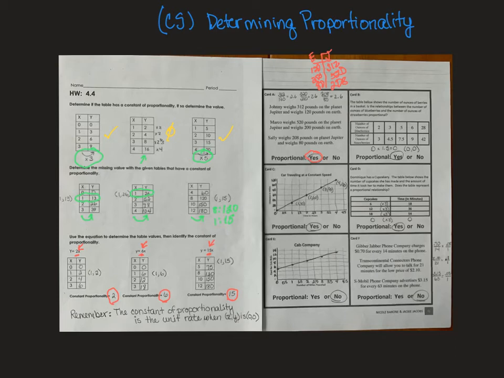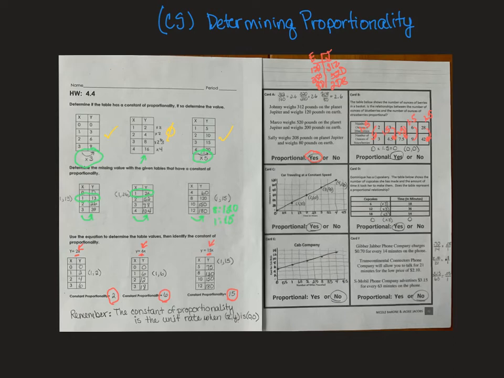Okay, let's go to card B. I'm also looking for, what am I multiplying by? I'm multiplying this by 1.5. I'm multiplying this by 1.5. I'm multiplying this by 1.5. And 1.5 and 1.5. So it is proportional. And I can't see the 0, 0 if it's going through 0, 0. But if every x is multiplied by the same constant, then that is proportional.